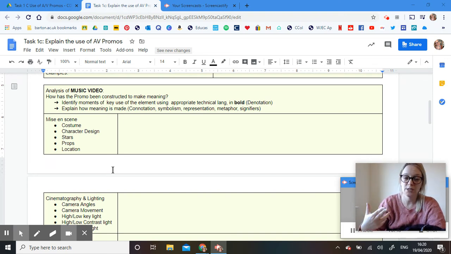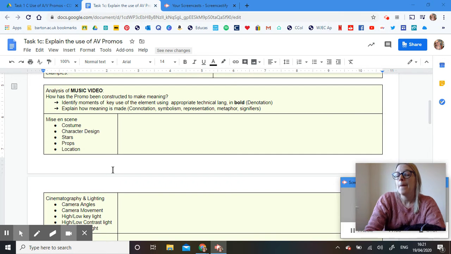What do you see? Why do you see it? For the why, for the meaning, think about representation issues. Is this character being represented in a particular way? Does it link back to their gender, their ethnicity, their race? Does it link back to stereotypes about their age, perhaps?